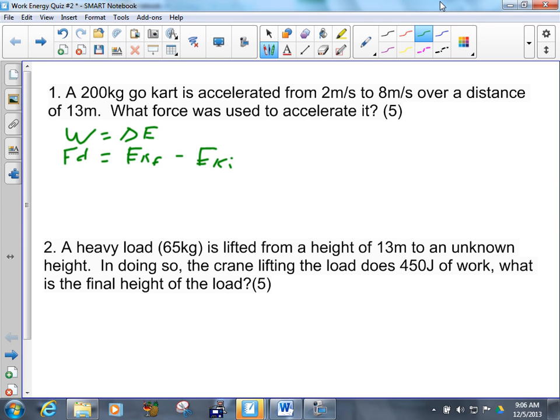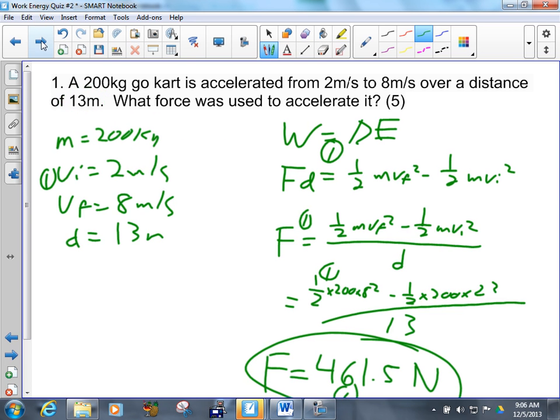All right, is everyone following where we're going from there? Once we get whatever this side equals, can we find the force? Yeah, because we were told the distance was 13 meters. So what that looks like from a marker's perspective here: give them 1 mark for their givens. So 200 kilograms, VI is 2 meters per second, VF is 8, D is 13 meters. Give them a mark for recognizing it's a work energy theorem question, or if they wrote F times D equals 1/2 mvf squared minus 1/2 mvi squared, that would be fine too.